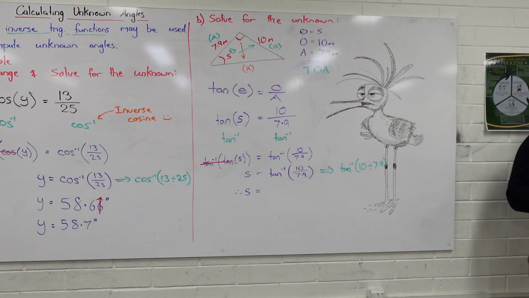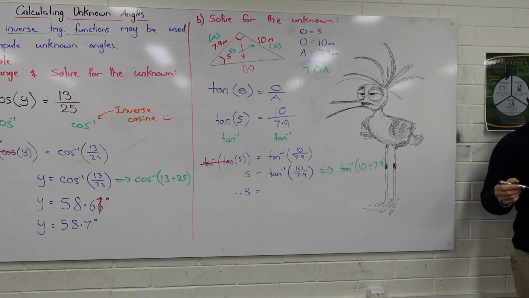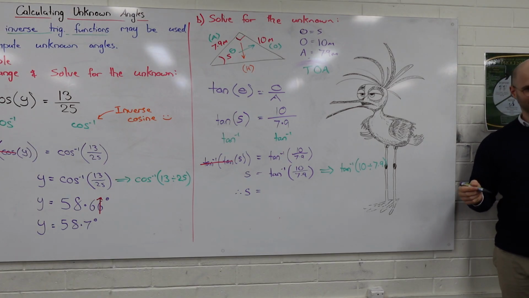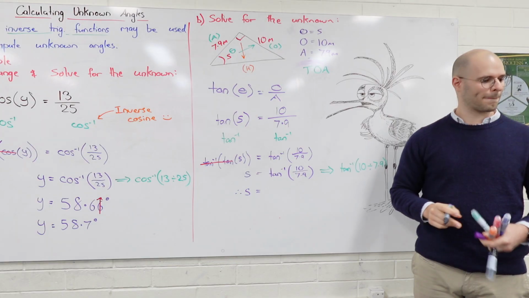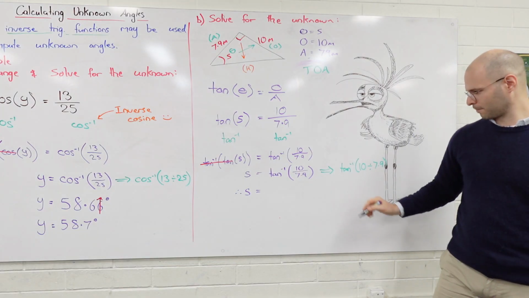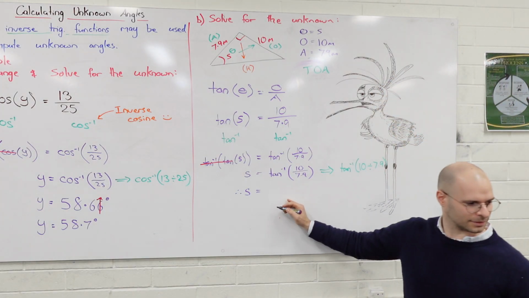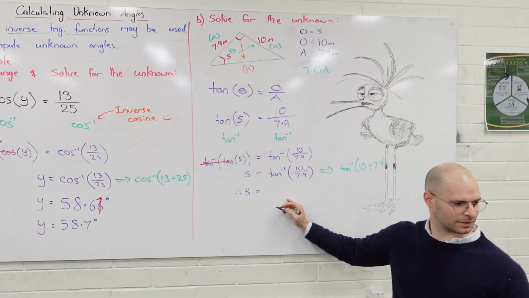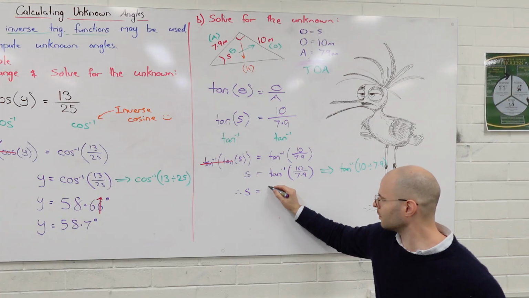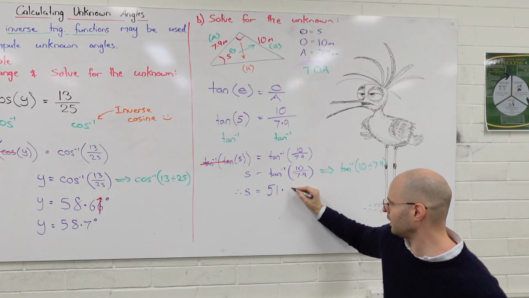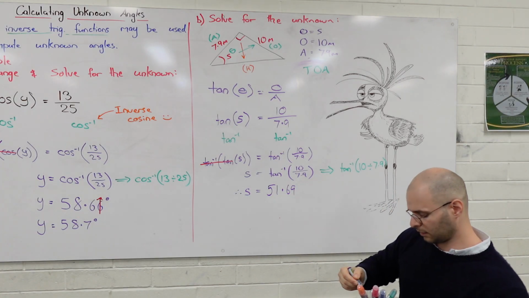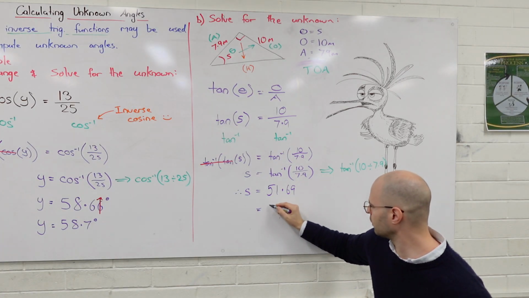What do we get, Grace? What did you say? I don't know. I got it wrong, didn't I? Come on, try again. We're waiting. 51.69. Or 51.7. Or 70.